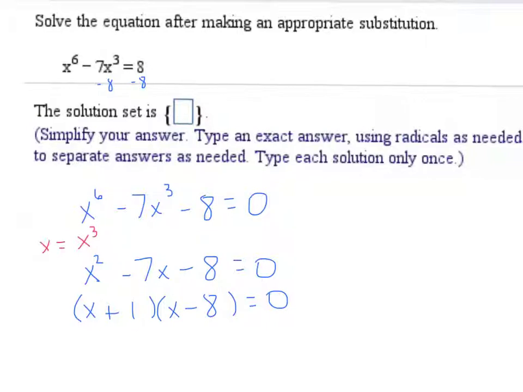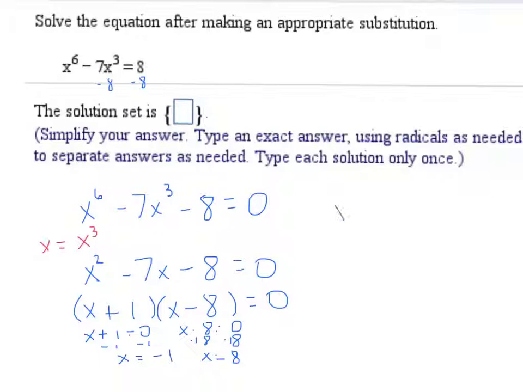So after I set each factor equal to 0 and solve, I've got x is equal to negative 1, and on this side, I have x is equal to 8, and I have messed that up a little. So x minus 8, I got ahead of myself, equals 0, so I'd add 8 to both sides, and x is equal to 8.